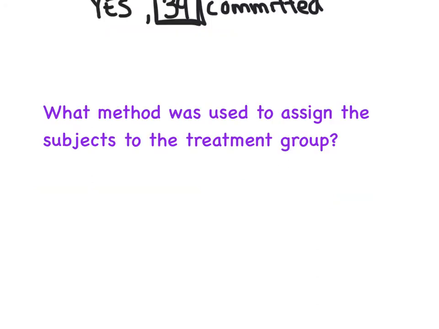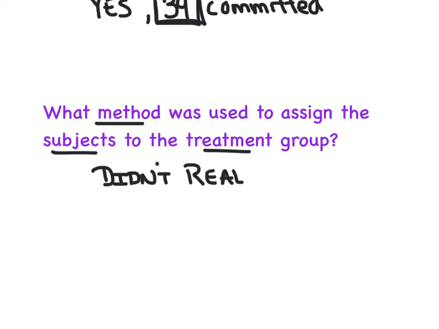Here's another question we always want to ask ourselves: what method was used to assign the subjects to the different treatment groups? Unfortunately, I'm going to say the abstract didn't really say. Again, if we'd read the full article instead of just the abstract, maybe they would have gotten into more depth there. But before we put a lot of stock in this article, we would want to verify that there was some randomness involved.